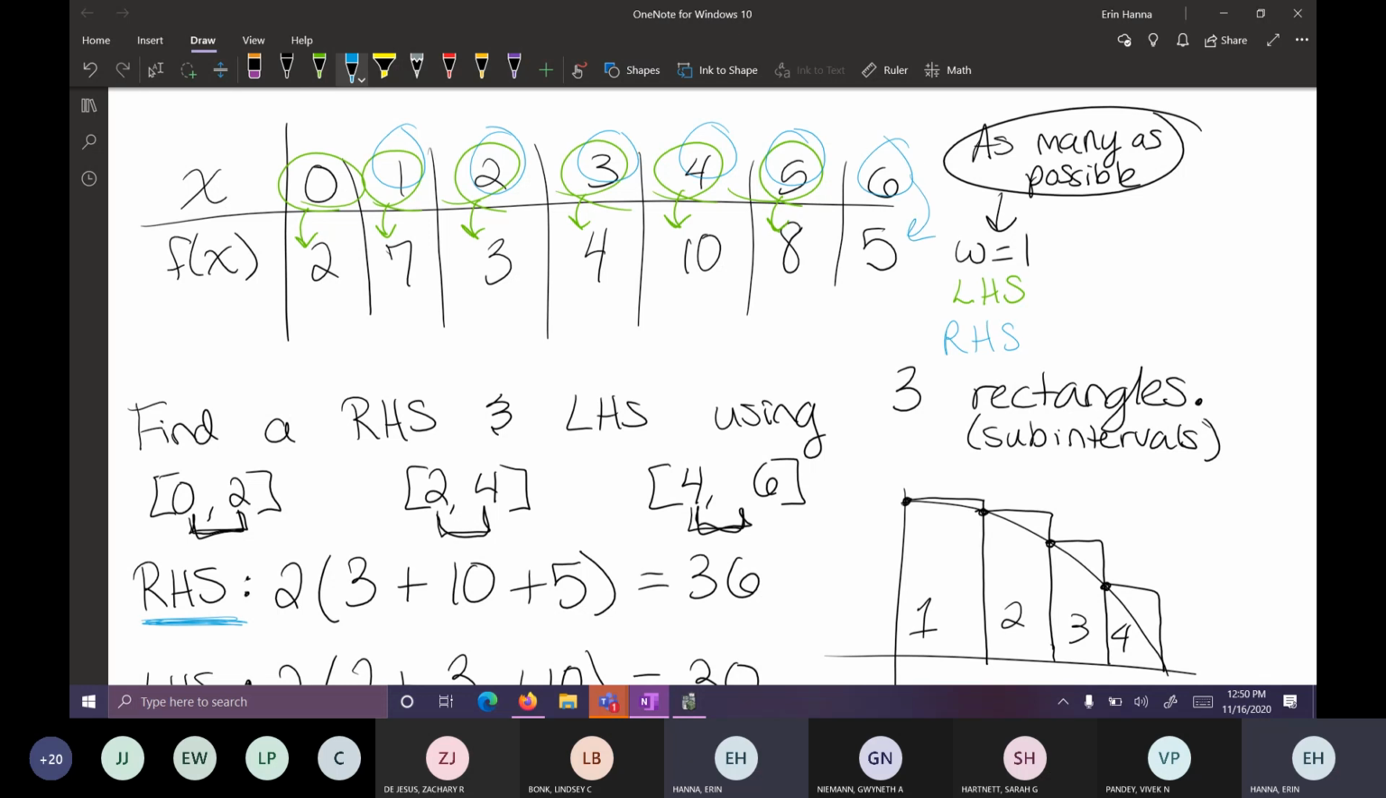So the process is kind of the same. You're just using more subintervals, but you still choose the right endpoint or the left endpoint, depending on which one you're looking over. If I write these out super quick, this would be 1, 2 plus 7 plus 3 plus 4 plus 10 plus 8 plus 5.